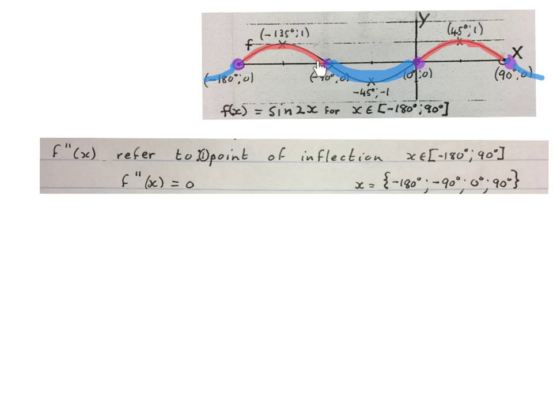That's why the purple dots are my points of inflection, and that is where my second derivative is equal to 0. So these are my answers. The x values are minus 180, minus 90, 0, and 90. That is the answer to this question. Where is the second derivative equal to 0?